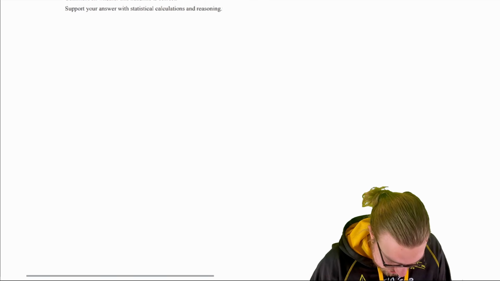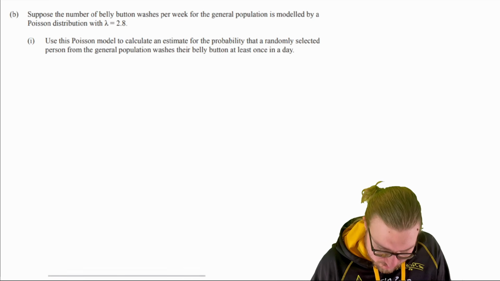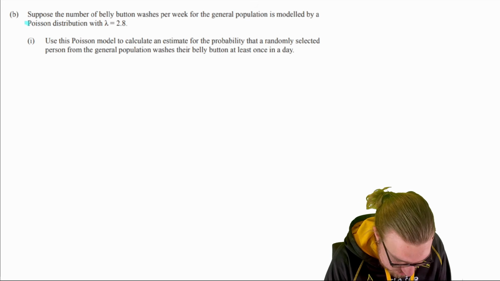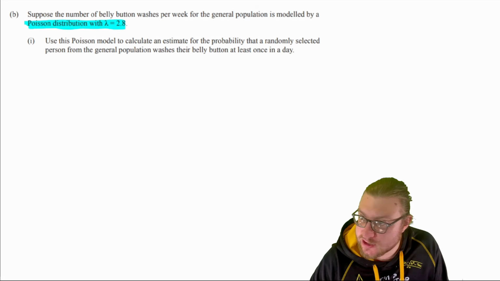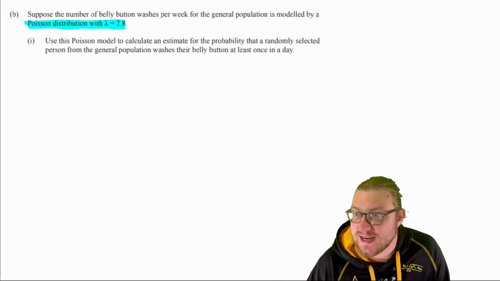Okay, let's do the next question. Suppose the number of belly button washes per week for the general population is modeled by a Poisson distribution. Yeah, we haven't done Poisson all day today in this paper. Use the Poisson model to calculate an estimate for the probability that a randomly selected person from the general population washes their belly button at least once a day.